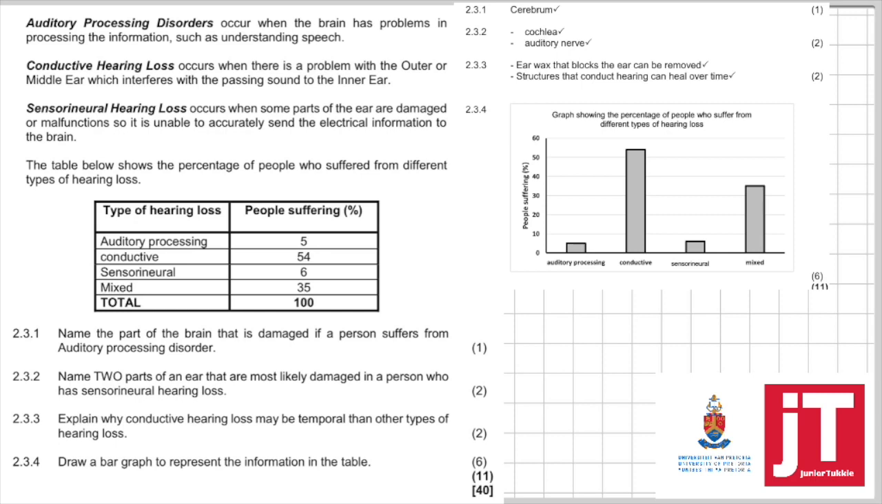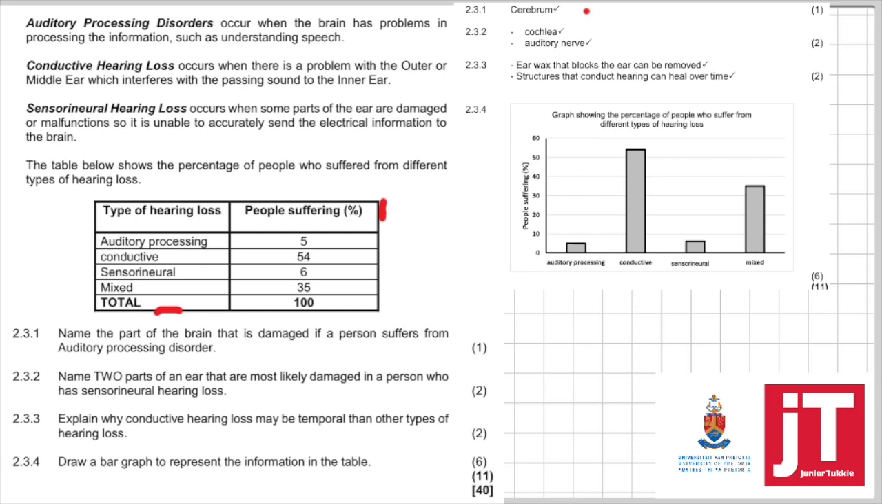The table below shows the percentage of people who suffered from different types of hearing loss. So here you have your types of hearing loss: auditory processing, conductive, sensory neural, and mixed. And there's the percentage of people suffering. 2.3.1. Name the part of the brain that is damaged if the person suffers from auditory processing disorder. That's easy, cerebrum.